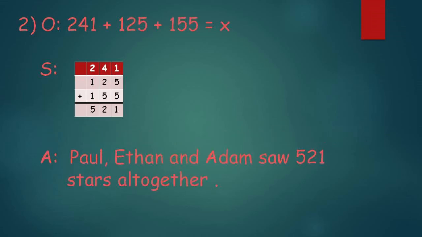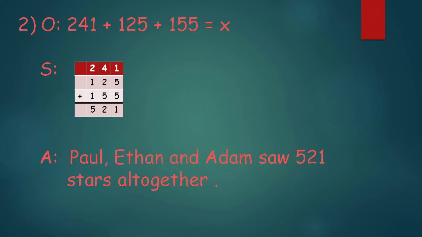Right, so the second question was about the stars that the boys had seen. So we had 3 boys, Paul, Ethan, and Adam. So we have to say, if the question was asking how many did they see altogether, we have to say all 3 of the numbers. So we have to put in Paul's, we have to put in Ethan's, and we have to put in Adam's amount that they saw. So for O, you would have had 241 plus 125 plus 155 equals X.